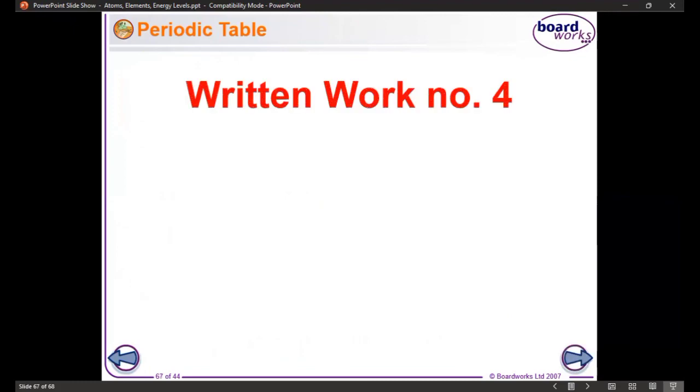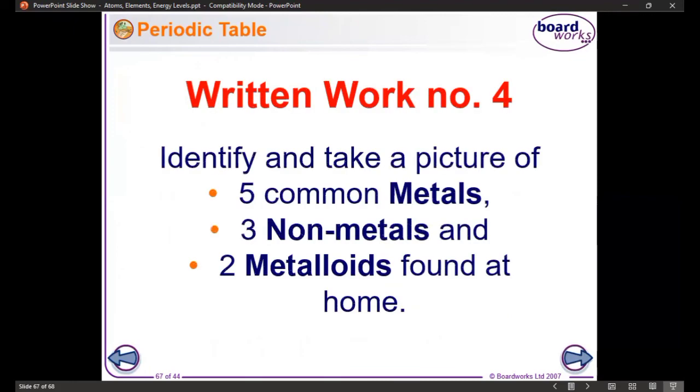Okay? And for your written work number 4, do not forget to identify and take a picture of 5 common metals, 3 nonmetals, and 2 metalloids found at home. So what you're going to do is take a picture of it, name it, and then write its uses. Again, take a picture, write the name, and write its uses as well. So these are the common metals, nonmetals, and metalloids found at home: 5 for metals, 3 for nonmetals, and 2 for metalloids.